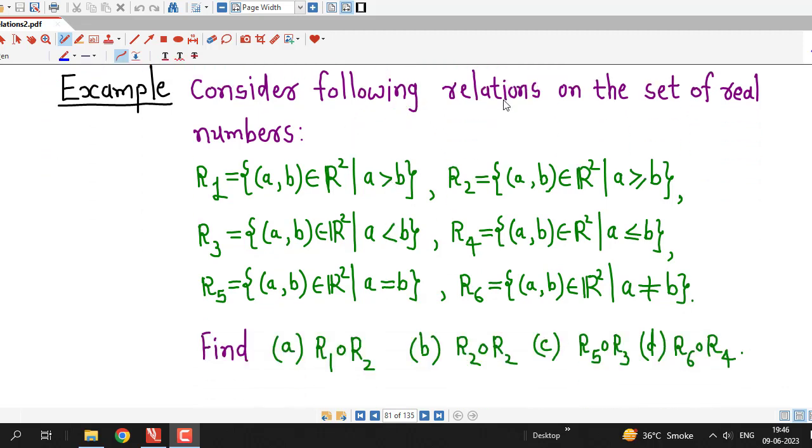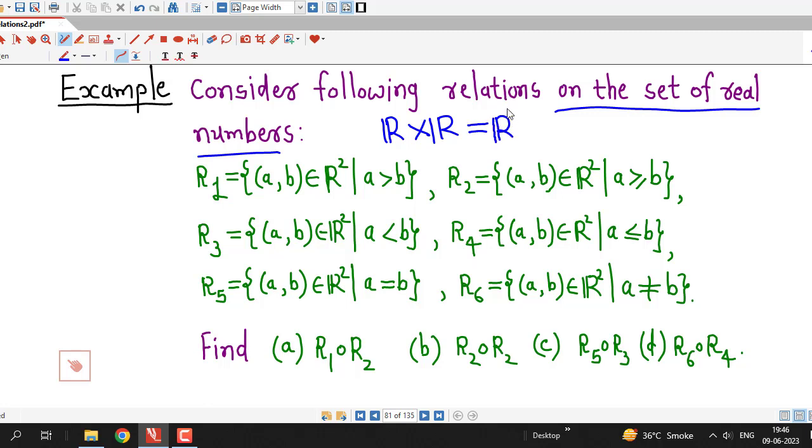Here we are given some relations on the set of real numbers. That is, we are given subsets of R cross R, which we also denote by R2. So instead of writing R cross R, we can use this notation R2, and we are given relations on the set of real numbers. That is, all these relations are subsets of R2 or R cross R.